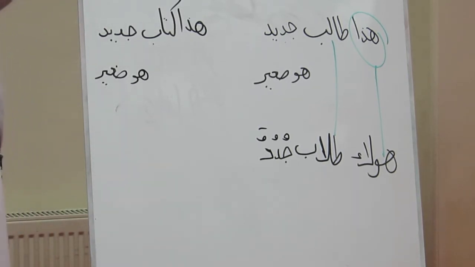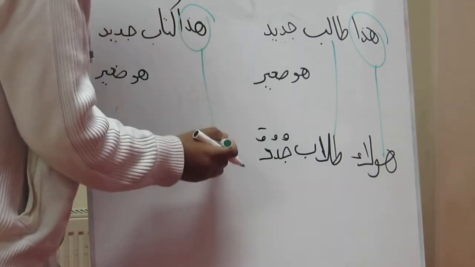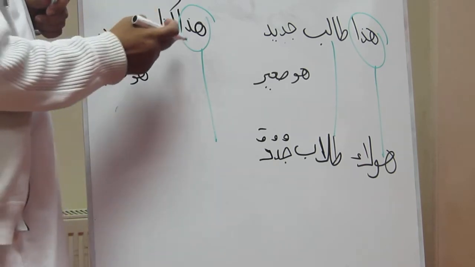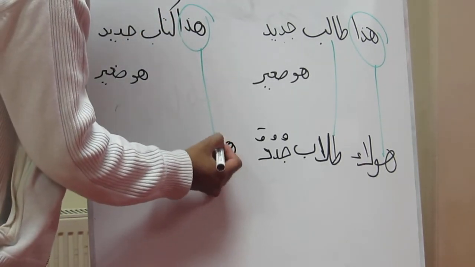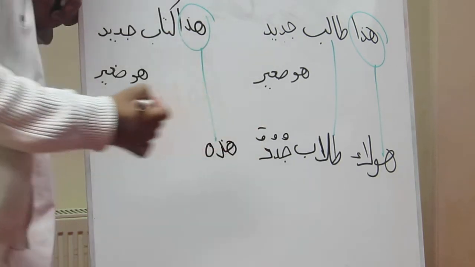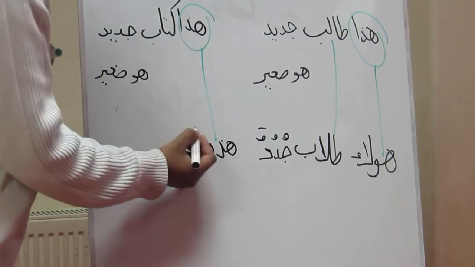But look, when you change this ghayr aqil to plural, what's going to happen to hadha? هذه. Hadha, yes, now you're going to change hadha to feminine singular. It will become hadhihi. Kitabun, you're going to change it to plural. It will become kutubun.